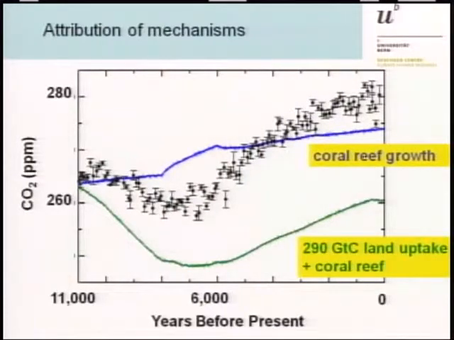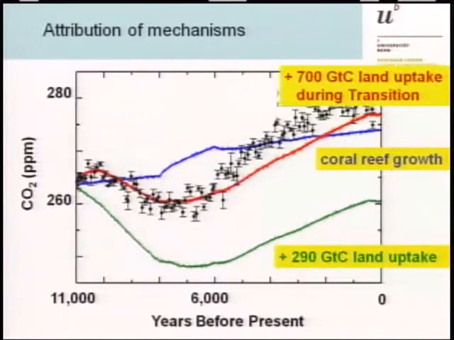Now prescribing the land uptake in the early Holocene plus the coral reef growth leads us to this green line here, and you can see that actually the 300 gigatons carbon land uptake forces the atmospheric CO₂ to decline much stronger than is recorded in the data, and to increase here more than in the coral reef hypothesis, as we have carbonate compensation going on and also slight terrestrial release here. And now if we add the uptake during the transition, then we bring the green curve up here to the red, and from here as well.